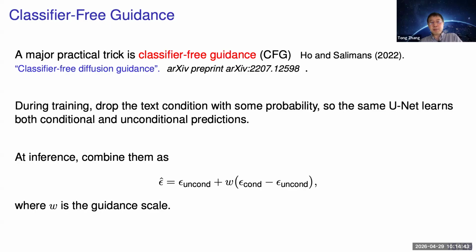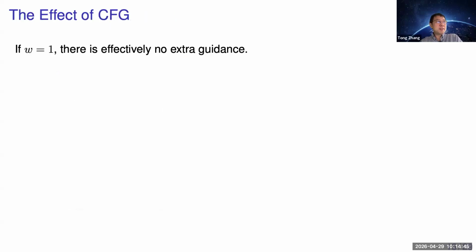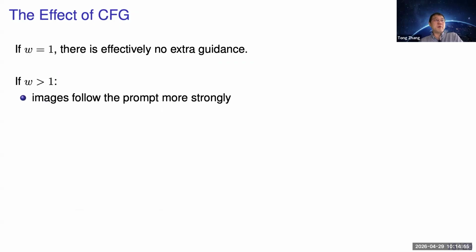We will see some examples. So the effect of CFG is no effect when W equals 1, and W larger than 1 follows the prompt more strongly, so you see the pattern more strongly. In the analogy of LLMs, you can say that there is less hallucination, right? When you generate with the same temperature as training, sometimes there is hallucination.